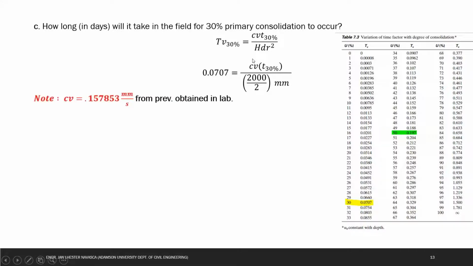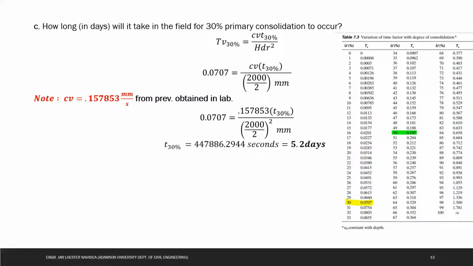Take note that it is the same soil obtained from the laboratory in the previous problem, so that is the same value of C sub V, that is 0.157853 millimeter per second. Plugging in all the values, we now have this equation. Solving for the time it takes for 30% degree of consolidation, we have 447,886.2944 seconds. Converting that into days, we have 5.2 days.